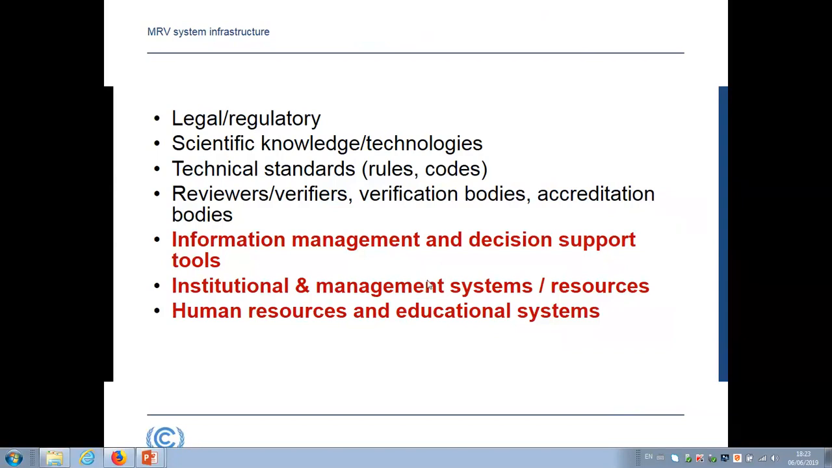Reviewers, verifiers, accreditation when you're getting into more facility level data or project level data. Obviously, all the institutional and management systems. So the agencies, the ministries, the teams, the technical experts, and having the human resources to do this work is all important. And then the educational resources to continually supply the expertise for doing this work. So all these are part of the overall MRV information management system and infrastructure. We're going to focus primarily on the institutional arrangements and the information management tools here going forward. But again, you have to keep all these pieces in mind as you're thinking about your system. Next slide.